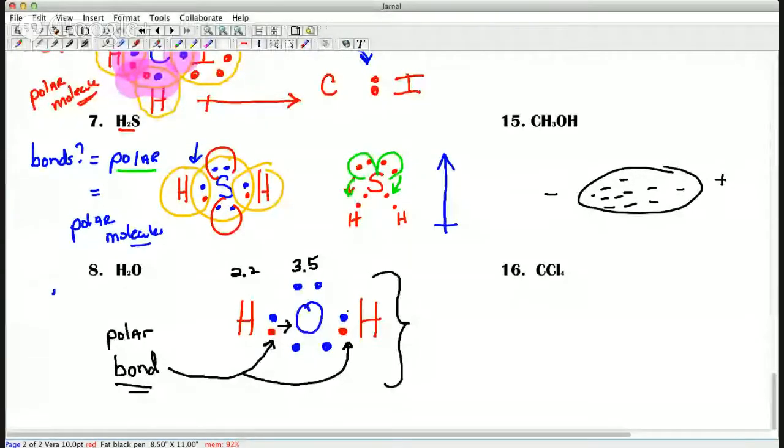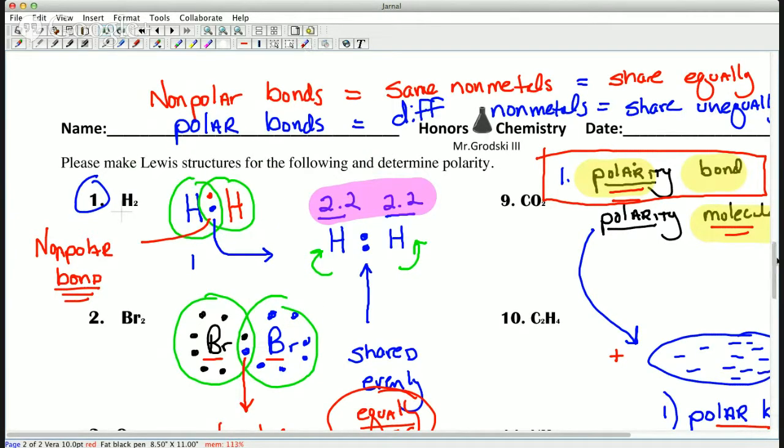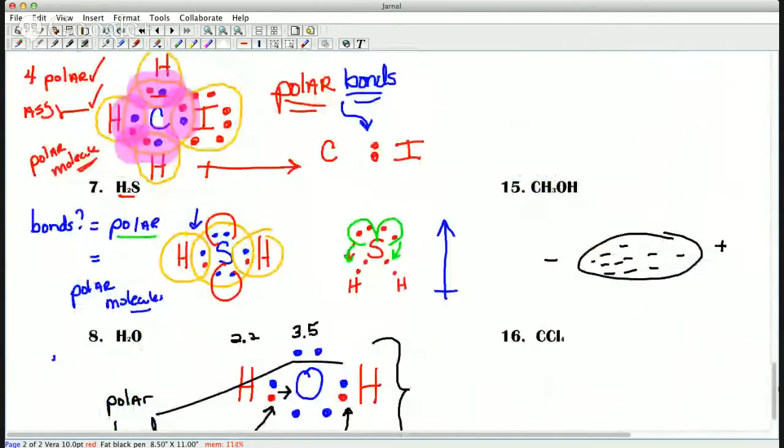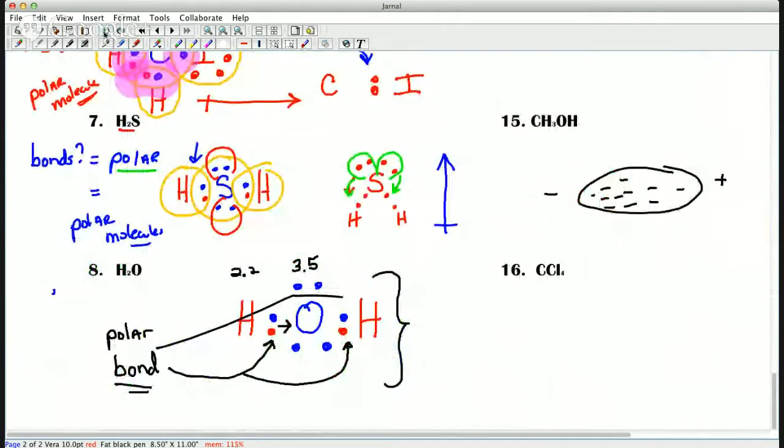So back to water. Water has two bonds and two lone pairs, right? Let's just color it in. Here are the bonds. Oops, bad Grodsky. Here are the bonds. Let's go down again. Christmas in July. So here are the bonds.